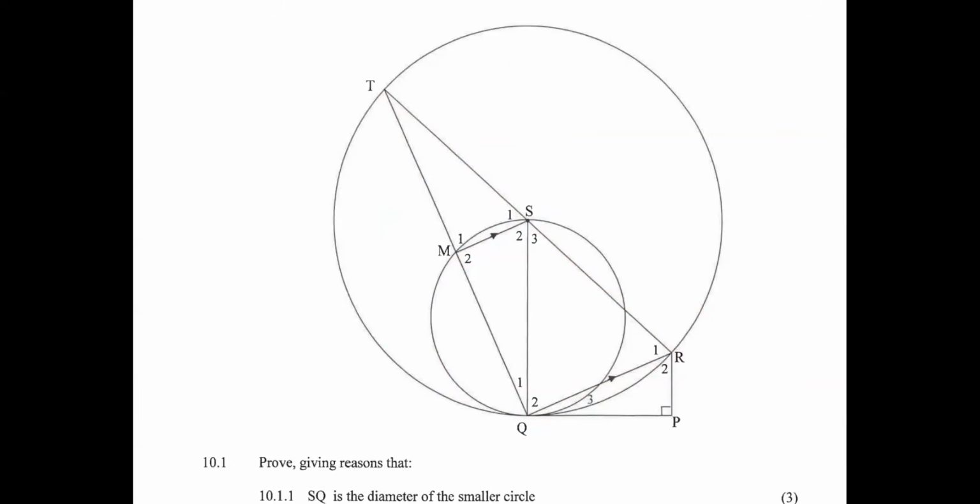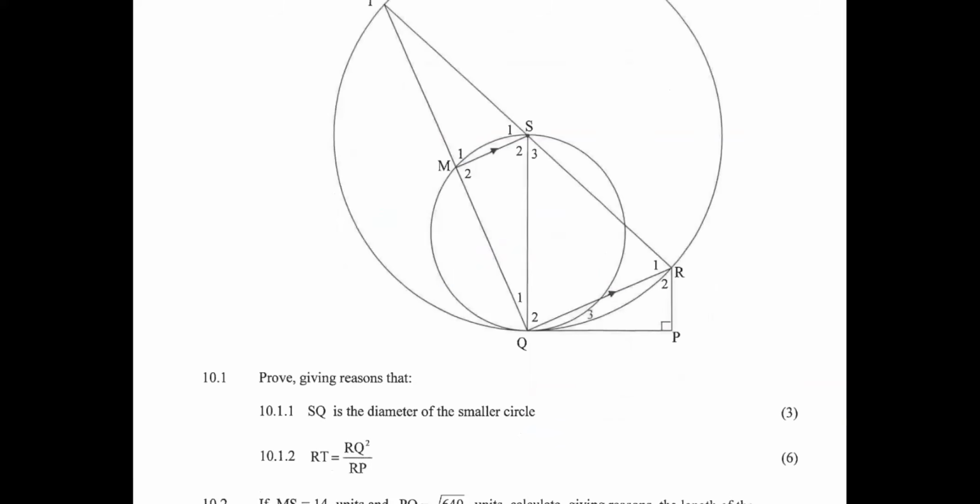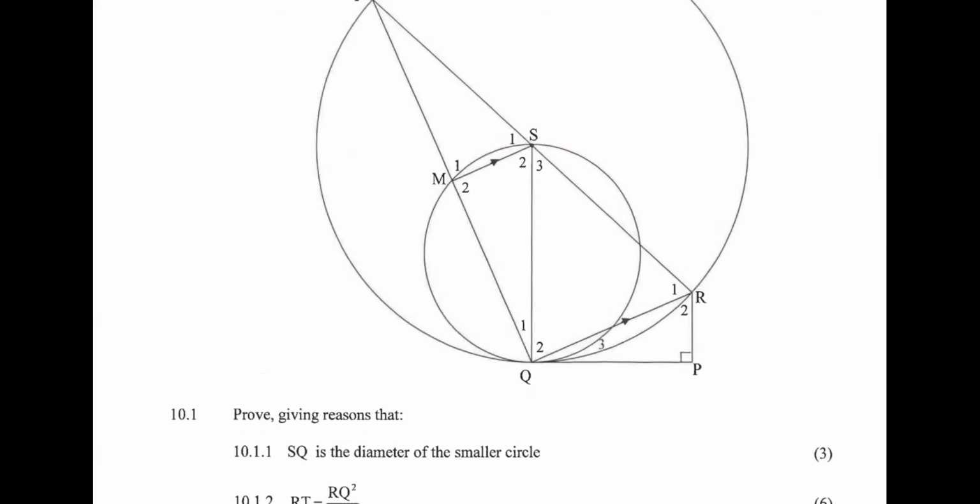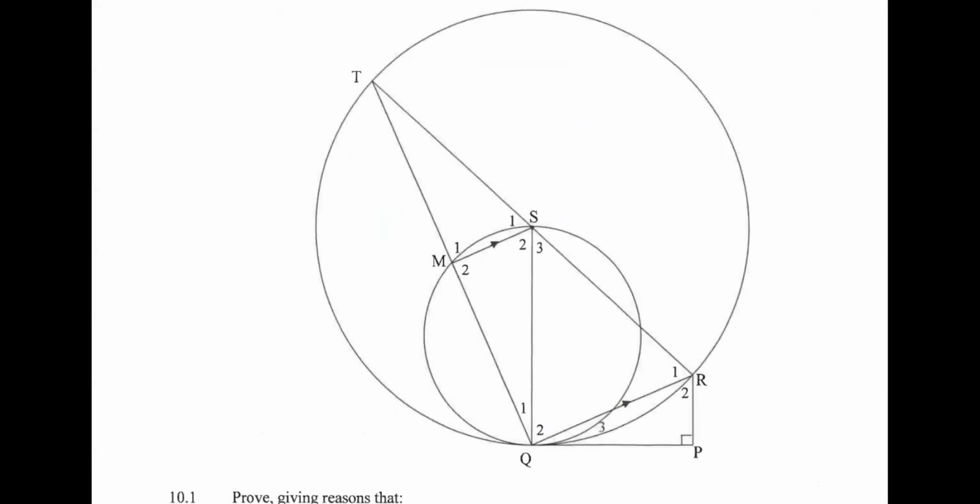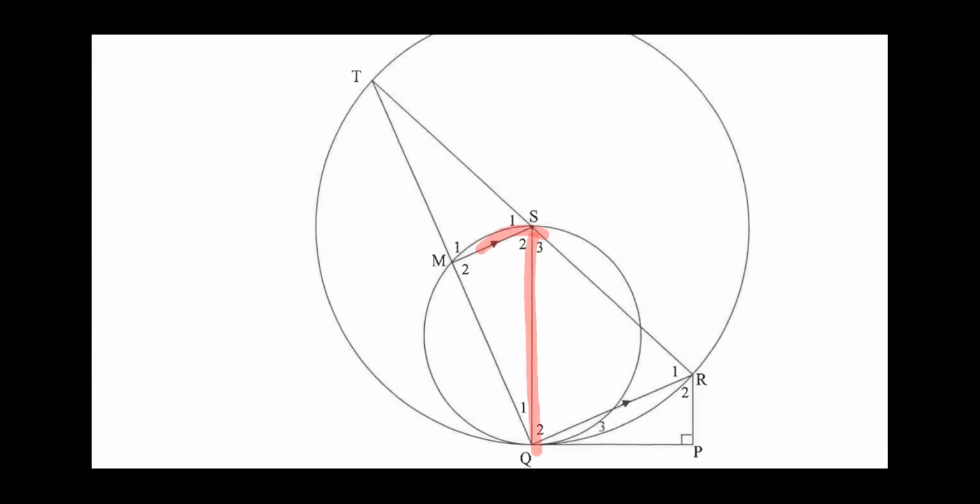Now, let's read the first question. Prove, giving reasons, that SQ is the diameter of the smaller circle. SQ is the diameter. This line here, we need to prove that it's the diameter of the circle. Now, I'll start with this. Where do I start? Okay, let's see quickly.